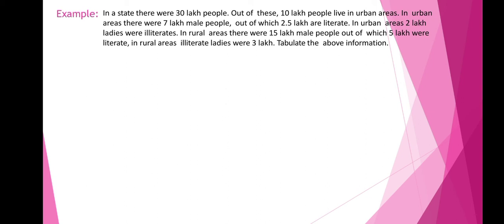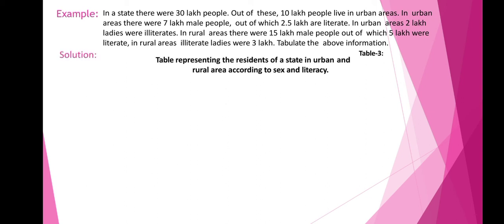Tabulate the above information. So first of all we have to write on the table number. Next we will write the title. So here the title is the table representing the residents of a state in urban and rural area according to sex and literacy.